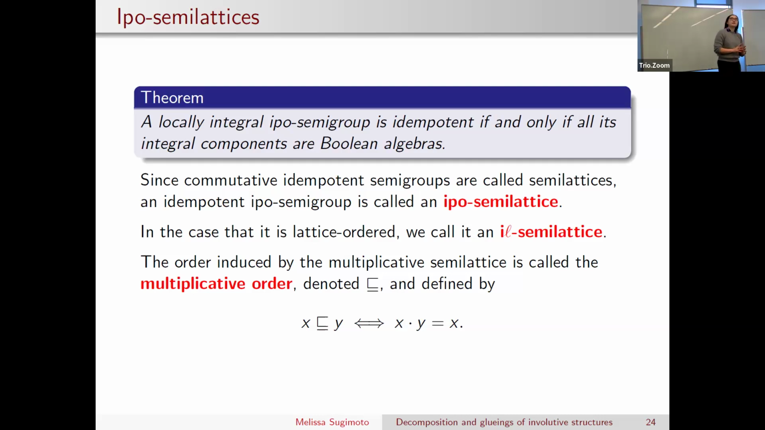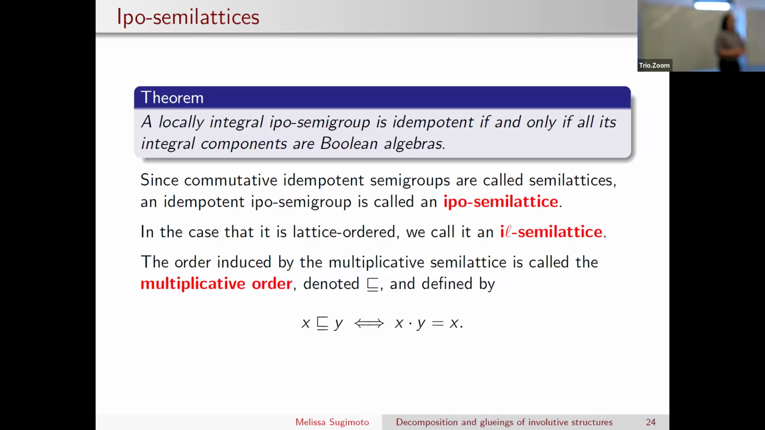And the first thing we zoom in on, just to sort of help us on our way, is what happens if we specialize to idempotent locally integral things. Well, what will happen then is that every single integral component will have to be Boolean. So all locally integral ipo-semigroups that are idempotent are composed as sums of Boolean algebras. Boolean algebras are nice. This is what we've zoomed in on. They're much easier to work with than just some random other integral ipo-monoid.